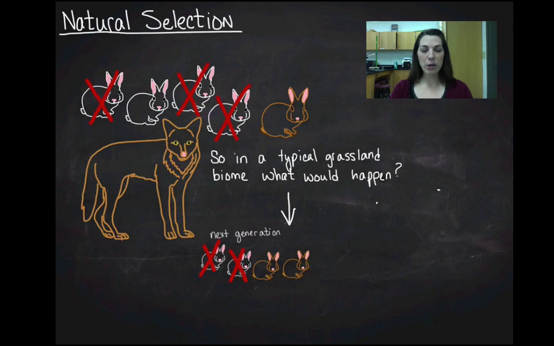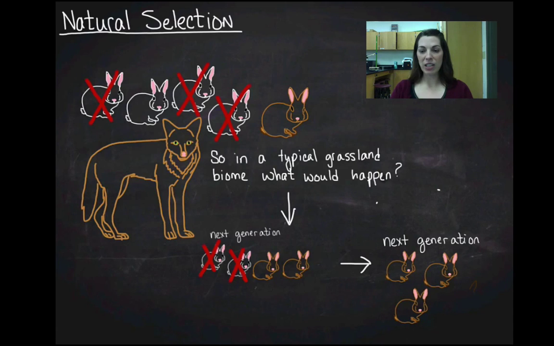So again, the coyotes go through, they're going to go ahead and eat some of the white rabbits because those are easier to find. And then in this next generation, you're going to see that the population is going to be exclusively or almost exclusively brown rabbits. So that's basically what natural selection is in a nutshell. It's just organisms that have a little bit of an advantage in their ecosystem surviving and having offspring and passing that advantage on to their offspring if it is in fact a genetic advantage.